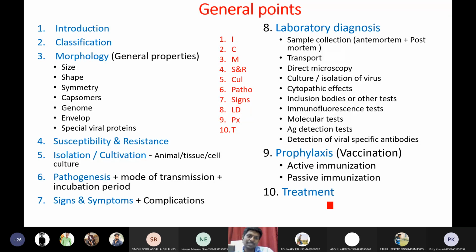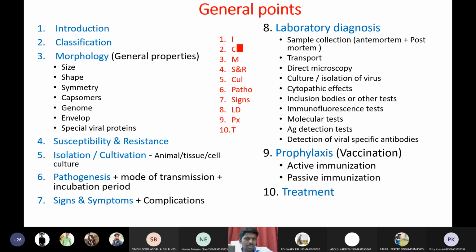If you are satisfying these 10 points, then it will be a complete virus overview. No matter whichever virus it is, you need to write these 10 points. From today onwards, this slide should be your handheld slide. Everyone must memorize this slide. I have given a short notation, so you need to write these 10 points.